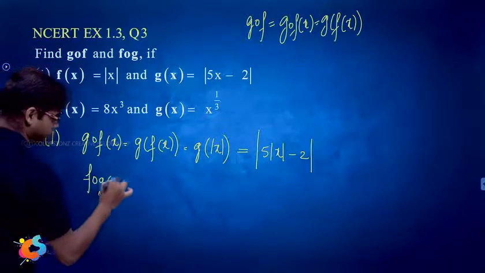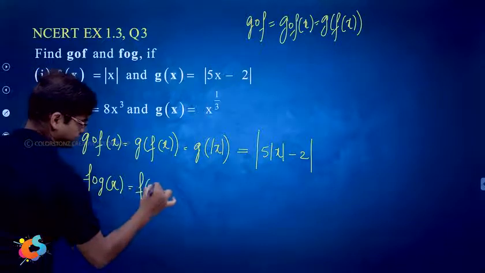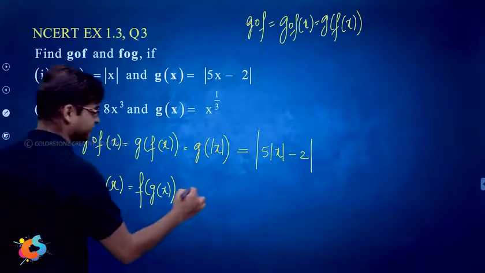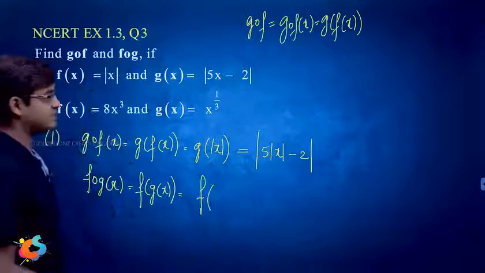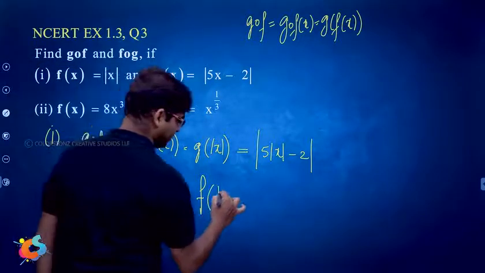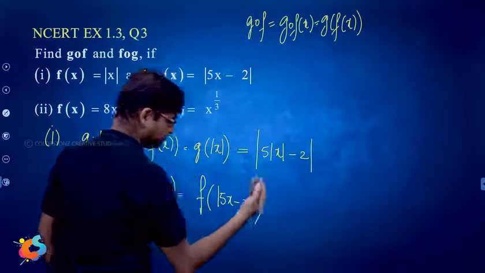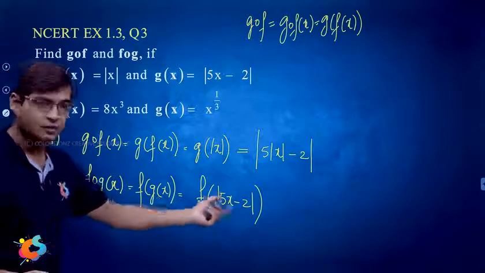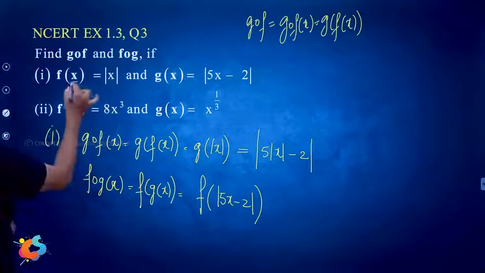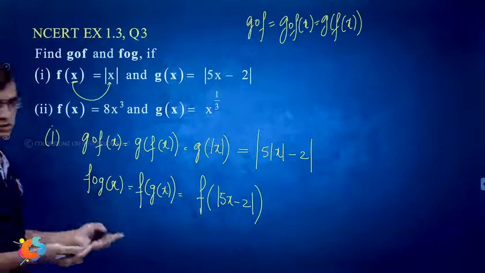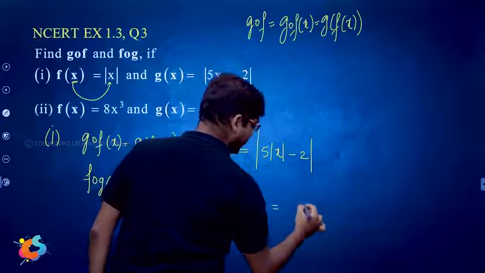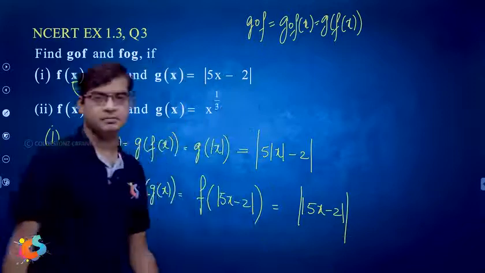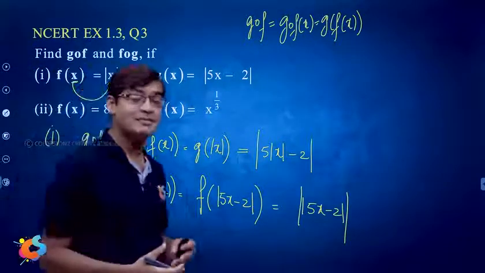What is F circle G of x? This is nothing but F of G of x. Now you replace the innermost function first. So F of G of x is nothing but mod of 5x minus 2. Clear? Done? We know what is F of x. Now we want to find what is F of this thing. Very simple. Whatever you want to put here, you put it here, and outside you put mod. That's all. So whatever is there here, you write that, and outside you put a mod. Simple. Now this can be further simplified, isn't it?